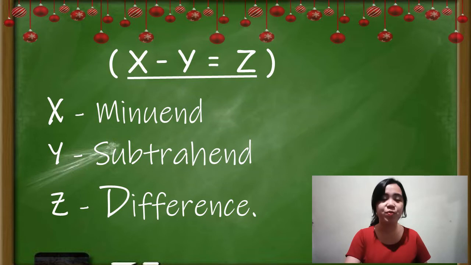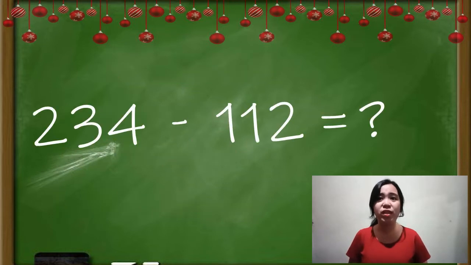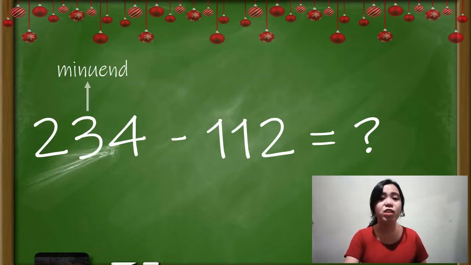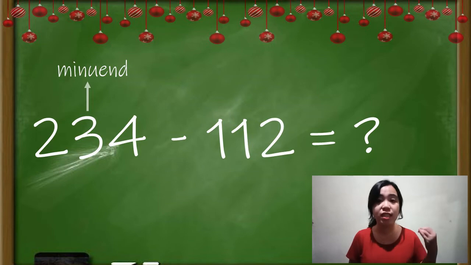Okay, so let's try it with real numbers. I have here 234 minus 112 is equal to blank. Can you identify which value here stands for the minuend? Alright, so the 234 is what we call the minuend. It always comes first before the operational sign.